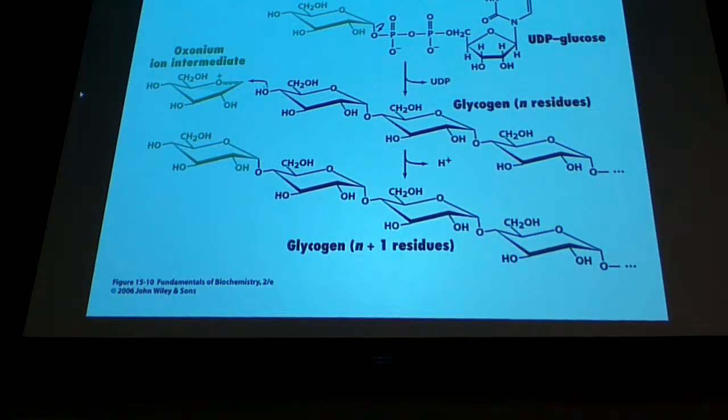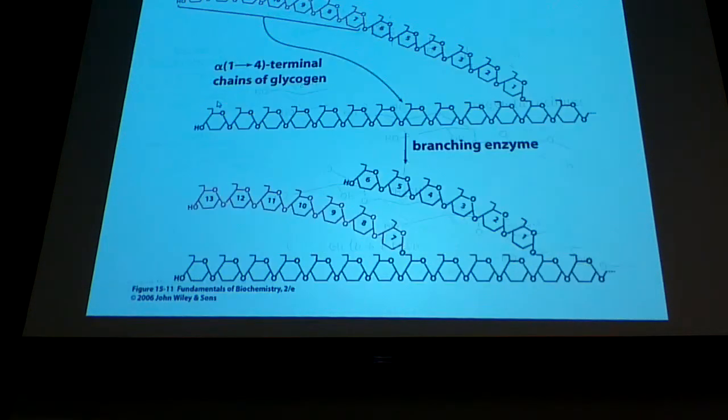Sorry, this is the last one. So that was my UDP glucose, where I lose the UDP, and it ends up just leaving. Again, we don't know what the acid group would be to protonate it, but then you end up with an oxonium intermediate, and then the end of your glycogen chain just acts as the nucleophile after that.